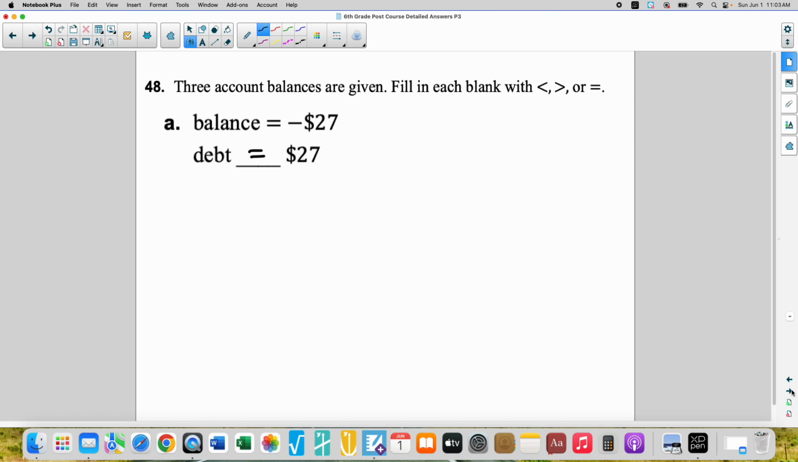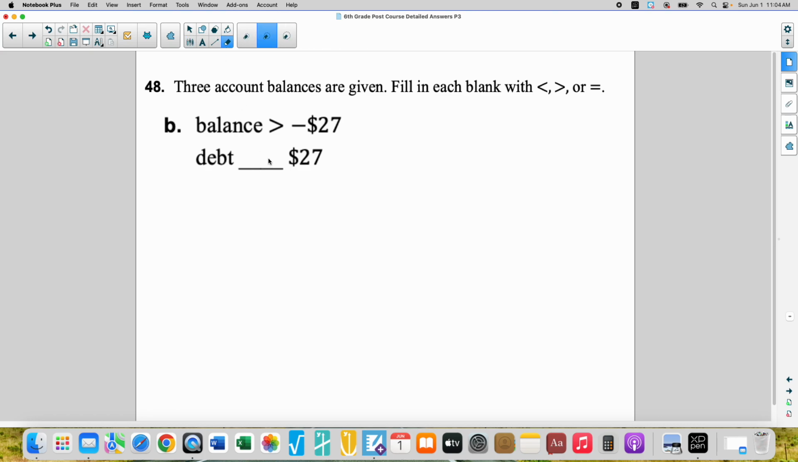But to use an inequality sign, I don't know. So if your balance is greater than negative 27, then your debt is what compared to $27? Well, your debt is less than $27, right? Your debt is below 27. I don't know. If your balance is greater than negative 27, then the debt is going to be less than 27. I don't know. I think that's the right answer. And then if your balance is below, then your debt is, what did I say for that one? Maybe your debt, 27 is greater than your debt. Your debt is going to be smaller than $27. If your balance is greater, I don't know. I really don't know what the answers to these are.